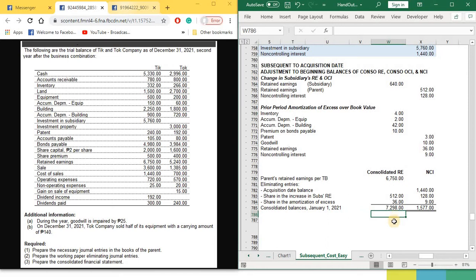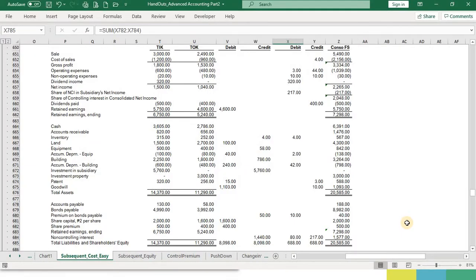So if you will check the ending balance of our December 31, 2020 for consolidated retained earnings and non-controlling interest, the amount is 7,298 and 1,577. So this is our December 31 working paper. As we see here, the retained earnings is 7,298 and the non-controlling interest is 1,577. So after the eliminating entries that we did, we now establish the beginning balance of the RE and non-controlling interest.